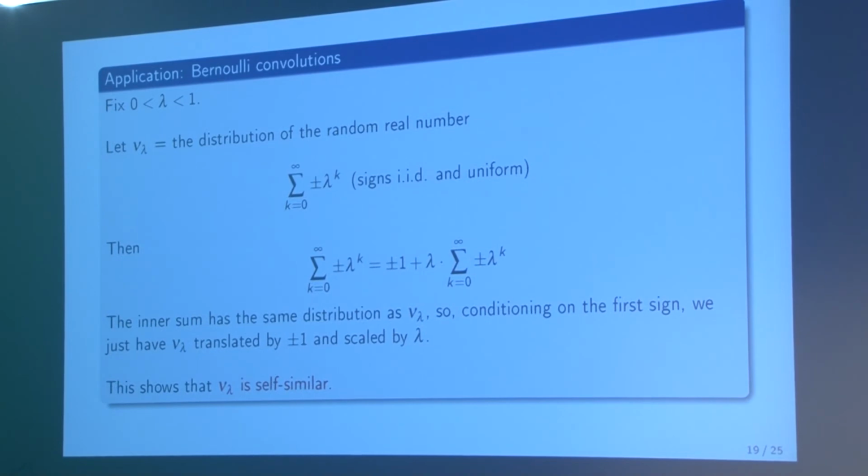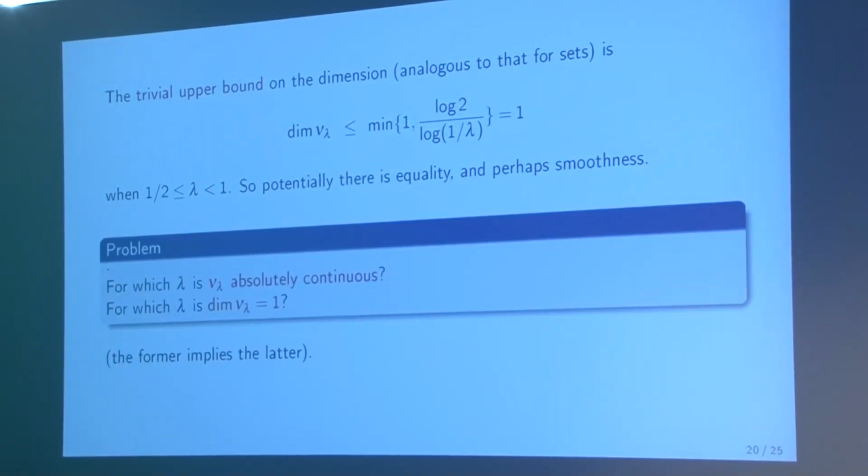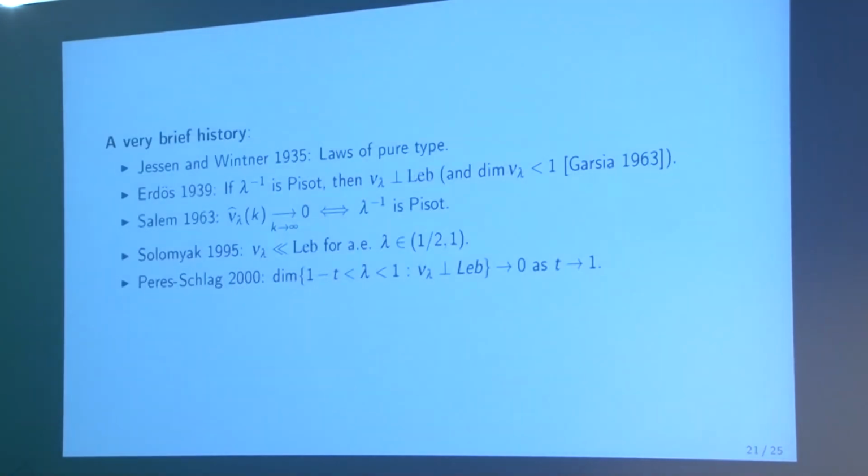And we would like to know how smooth it is. So the trivial upper bound using the analog of similarity dimension tells you that for lambda between 1/2 and 1, the trivial bound is 1, which doesn't tell you anything really. But potentially, you could have equality, and you might expect that the dimension is 1. And so what we'd like to know is, this measure of dimension 1, is it absolutely continuous? Of course, absolute continuity would imply dimension 1.